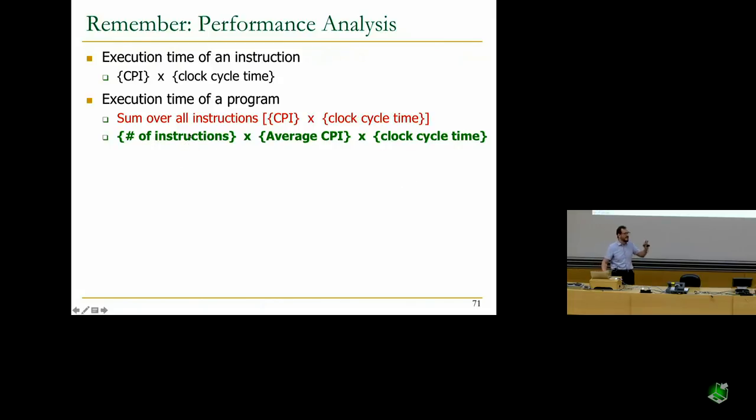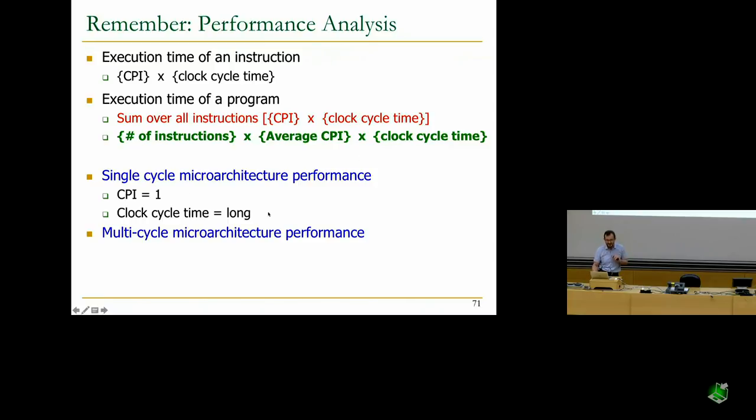We're assuming number of instructions is constant right now. If you actually take a compiler's course, if you actually take an algorithms course, you should always think about, oh, those actually change the number of instructions. But now we can optimize average CPI and clock cycle time. So single cycle microarchitecture, multi-cycle microarchitecture, let's take a look. As I said, single cycle microarchitecture CPI is 1, because that's by definition. Clock cycle time is long, not so good. As a result, this runs like a dog and nobody builds it.